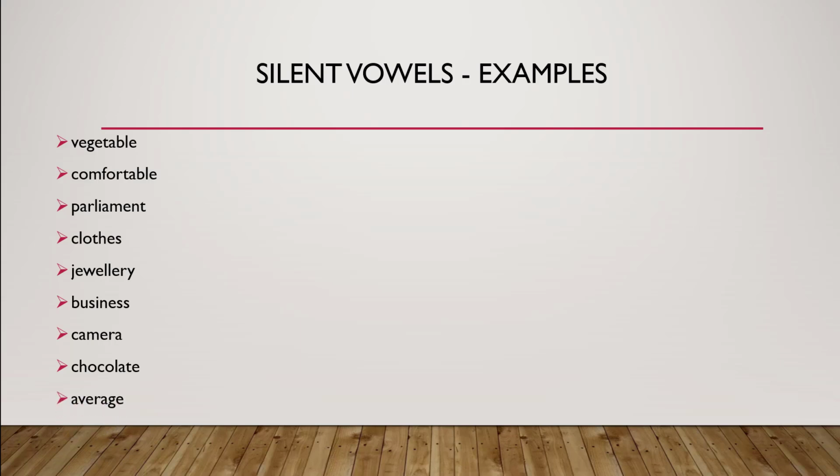And here we have the last one. It's not average, but average. So we do several things here that are weird. We ignore the E in the middle, and the A, we turn that into like an I, and we say average. Again, very strange, but that's the way it is.